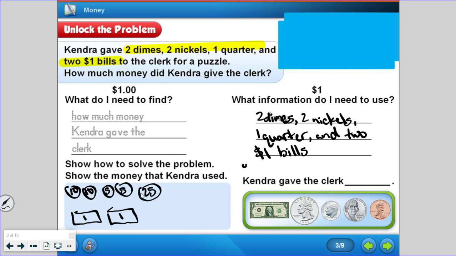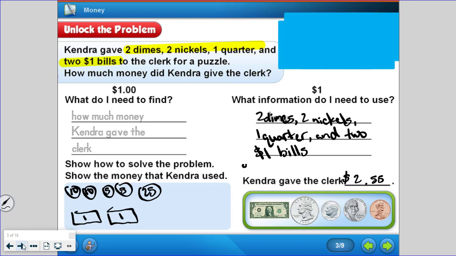Alright, so we'll start with a quarter. That's the largest coin, so 25. Then we'll hop over here to the dimes, 35, 45. Now we're going to count by 5s, 50, 55. And so we know we have 55 cents. So I'm going to write a decimal, and I'm going to write 55 cents. Okay, now I count my dollars, 1, 2. So there's $2, and I'm going to put a dollar sign, $2.55 is my total. That's how much money Kendra gave the clerk to pay for her puzzle.